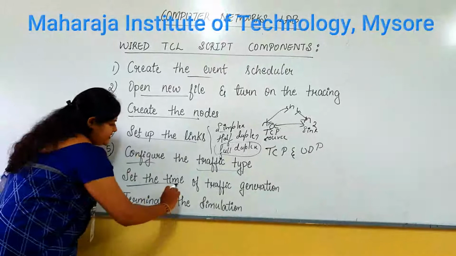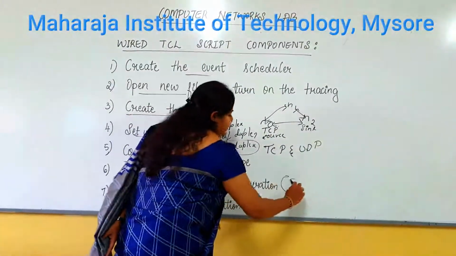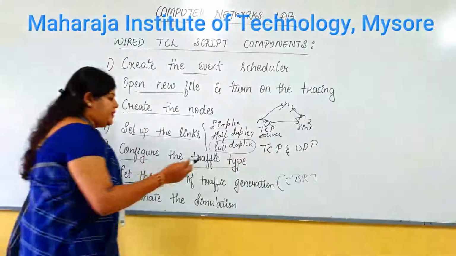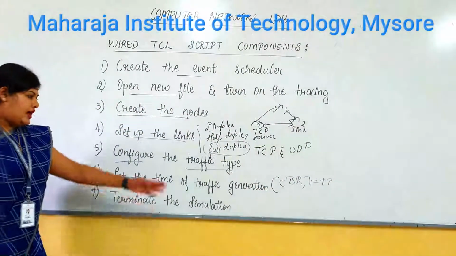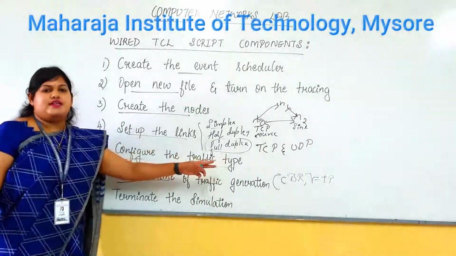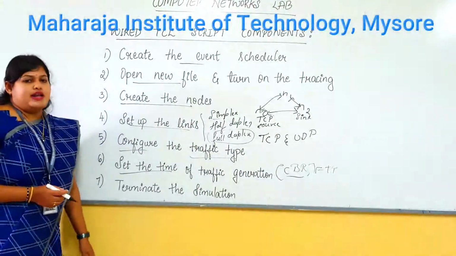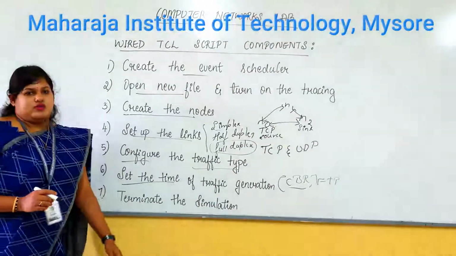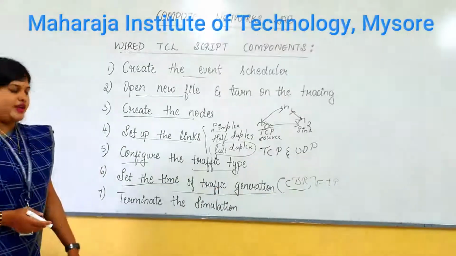Then next is to set the time of traffic generation. In order to check that, we are using the CBR, that is the constant bit rate, or it might also be the FTP, that is the file transfer protocol. Why do we need to use this constant bit rate, the CBR? Basically, in order to analyze the behavior of the traffic that occurs in the networks. So in order to analyze that, we will undergo traffic generation.